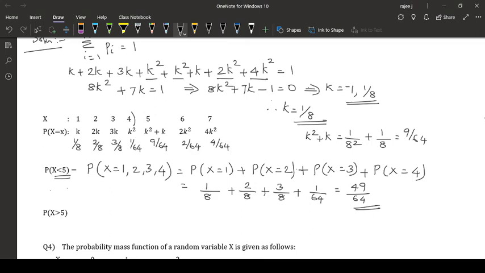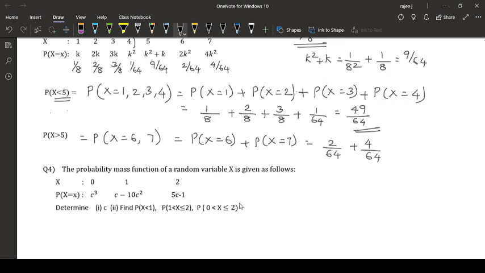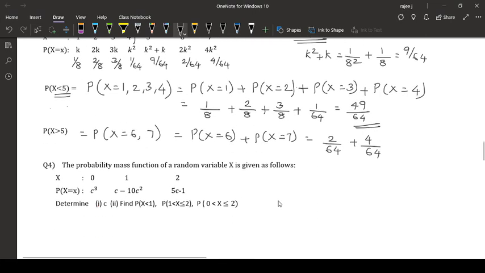So P of X greater than 5 means the probability that X is equal to 6 and X equal to 7. So that is P of X equal to 6 plus P of X equal to 7, which is equal to 2 by 64 plus 4 by 64. That is 6 and 7, that means 6 upon 64, or we can simplify it to 3 by 32.